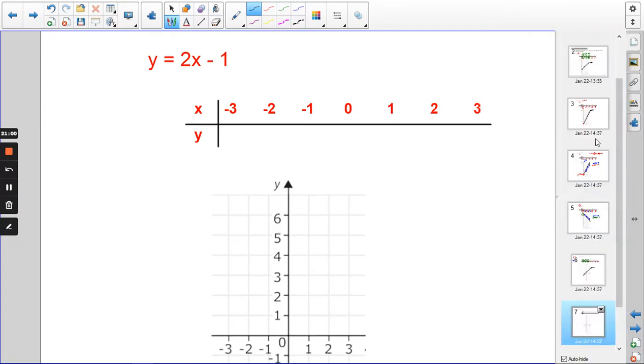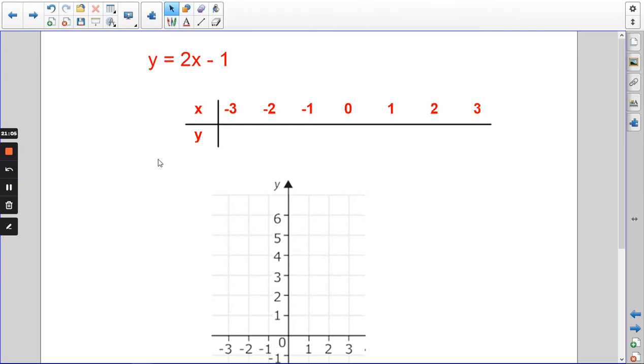Okay, how many more have we got? It might just be this one. Two more. Okay. This time then, what does the equation tell us to do? We're going to double x. Okay, so x times 2, and then we're going to take away 1.